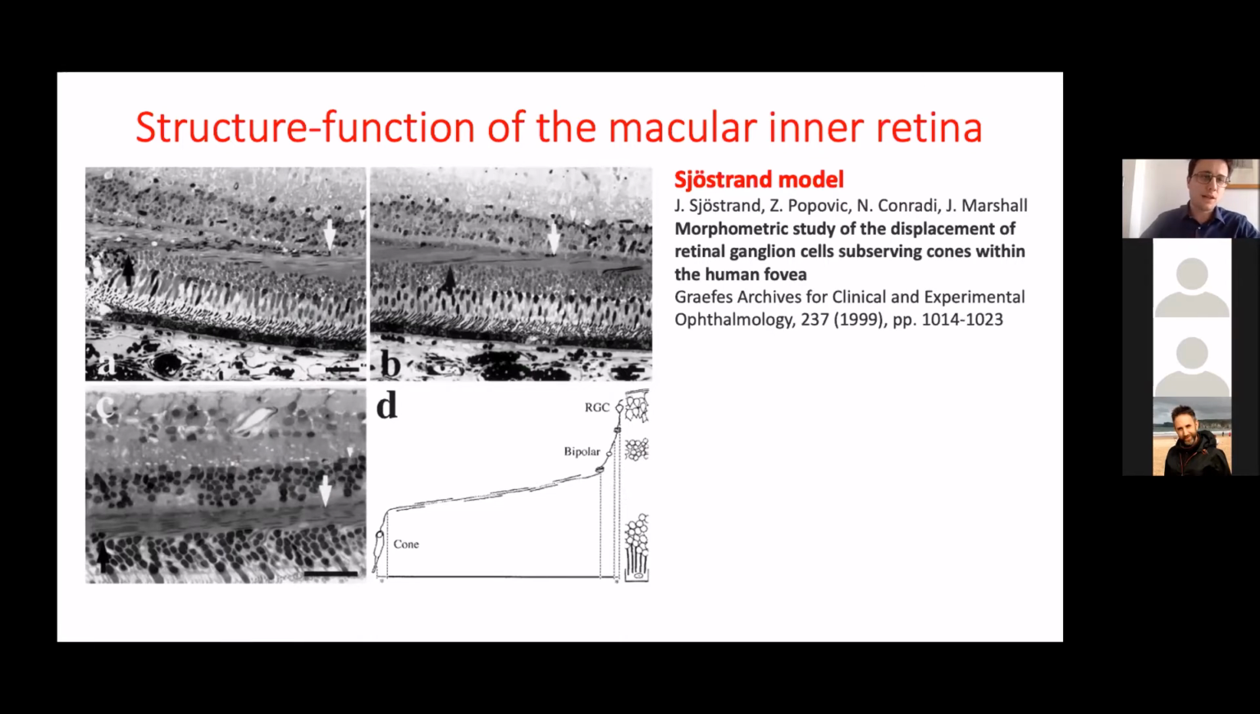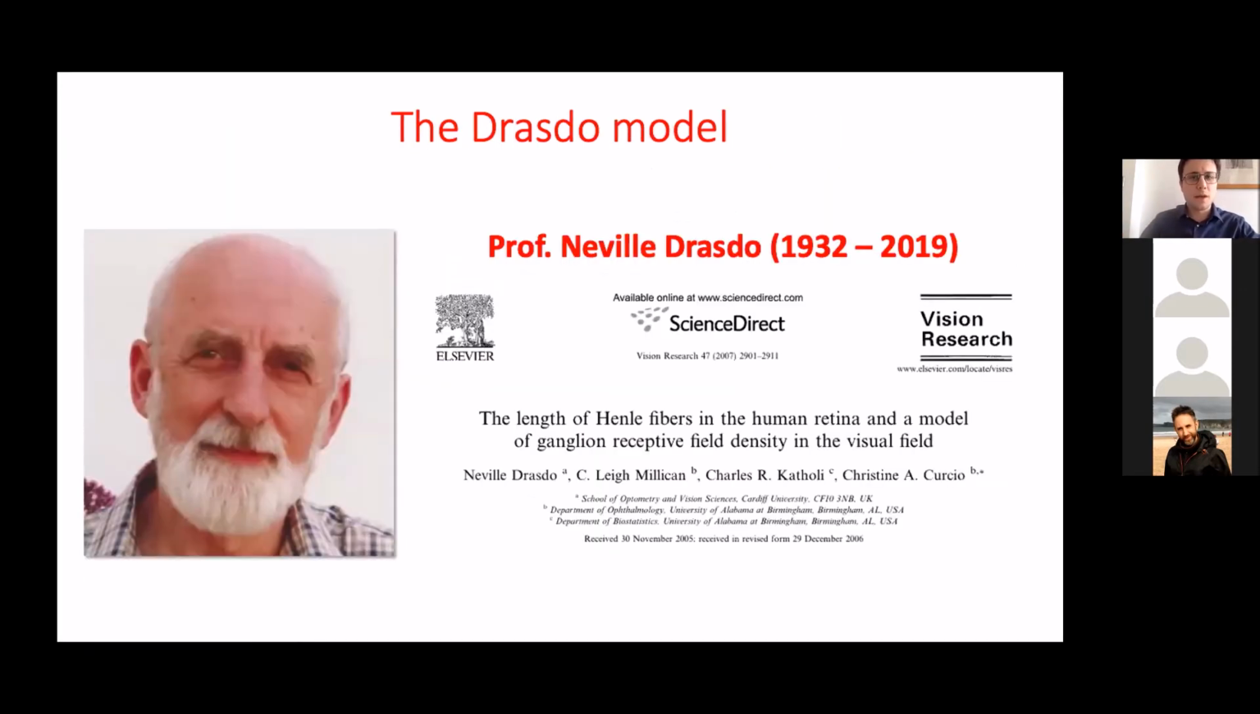Some of you might not know though that this displacement was not first studied by Hood, but actually the first studies looking at this aspect of the retina date back to 1999. The first one was published by Sjöstrand, and they simply measured the length of the fiber layers in histology sections, and they built a model of ganglion cell displacement at different eccentricities from the fovea. But the one that is more widely used nowadays is the improved model developed by Professor Neville Drasdo, who sadly passed away last year. In 2005, he published this paper that is now a milestone in structure-function analysis.